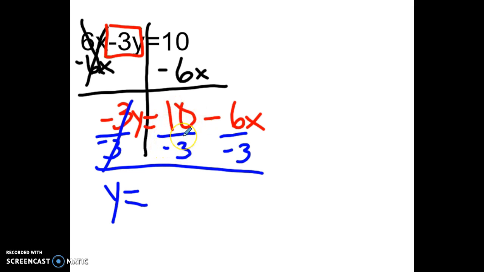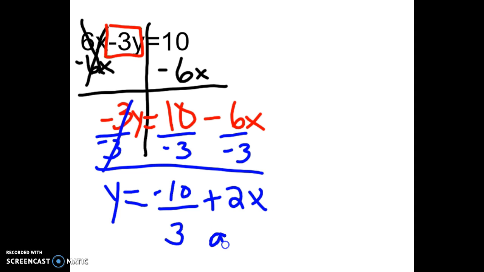If I do alpha y equals enter on my calculator, I get negative 10 over 3. And this negative 6 over negative 3, if I type that in my calculator doing alpha y equals enter, I will get positive 2. And I got to bring down my x. Okay. So my slope would be this positive 2, and my y-intercept would be negative 10 over 3.